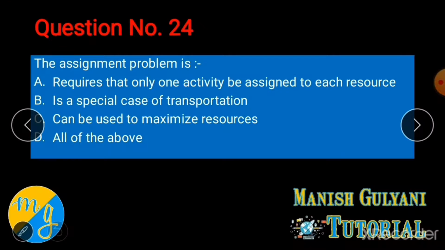Now question number 24. The assignment problem requires that only one activity be assigned to each resource, is a special case of transportation, can be used to maximize resources, or all of the above. The assignment problem requires only one activity be assigned to one resource. That's the main objective of assignment.